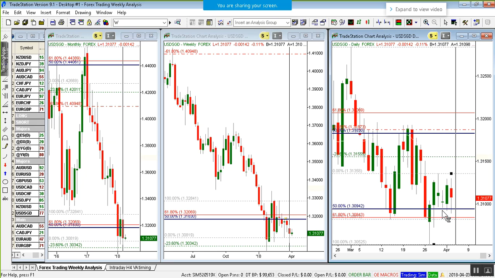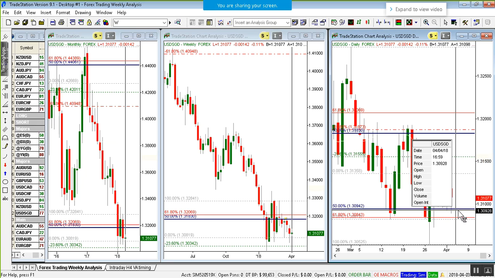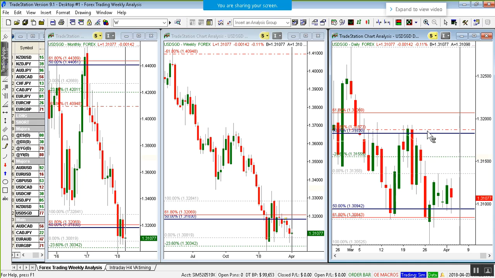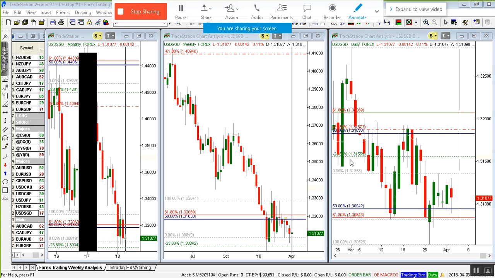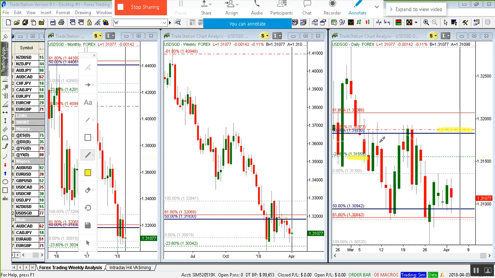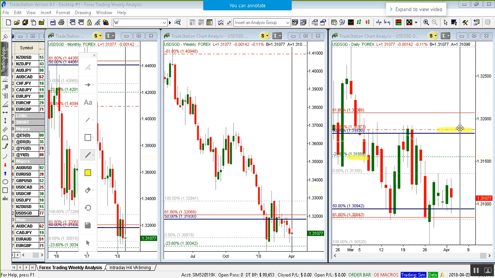The 50% here has been tested once, twice, 3 times, still holding here. It gives us 2 targets. One is 131.55 and the other is the previous 50% short here, and second target 131.87, just above that level.